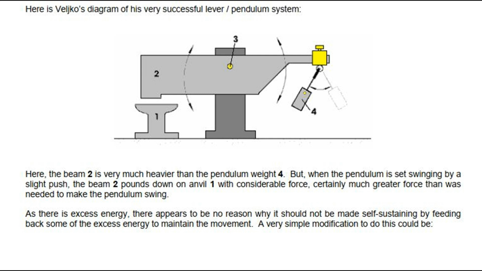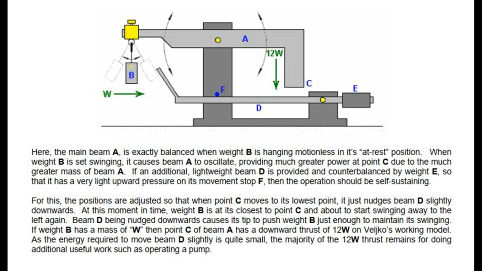A very simple modification to do this could be: here, the main beam A is exactly balanced when weight B is hanging motionless in its at-rest position. When weight B is set swinging, it causes beam A to oscillate, providing much greater power at point C due to the much greater mass of beam A.